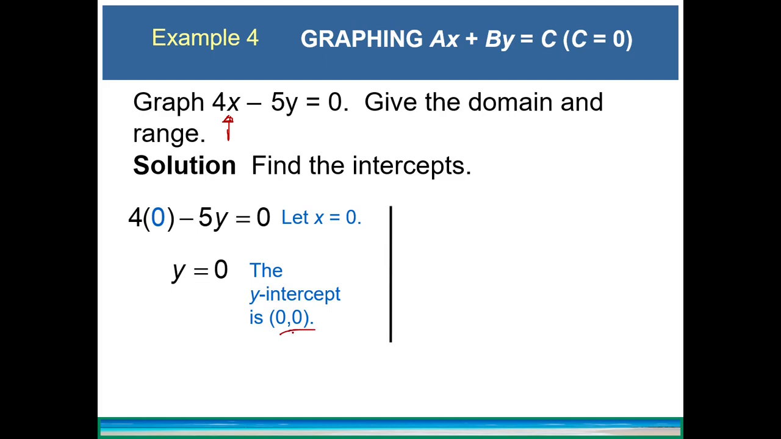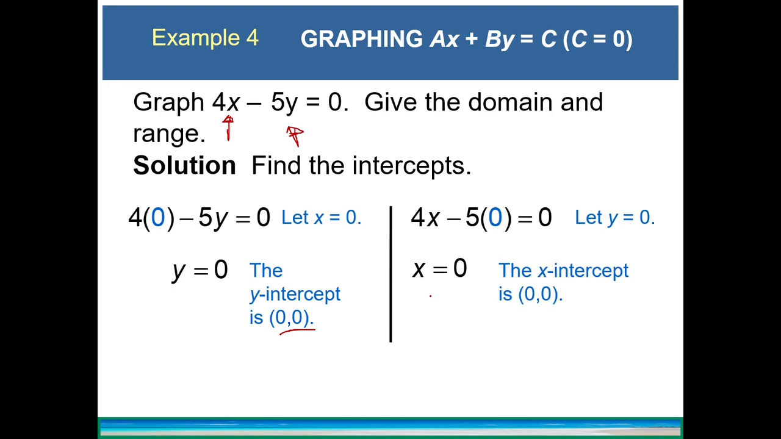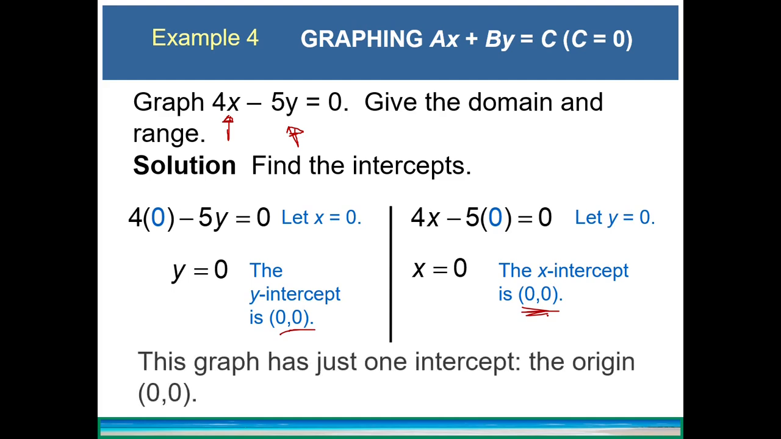On the other side, we're going to let y be equal to 0 and solve for x. So I plug in the 0 for the y. 4x minus 5 times 0 equals 0. And we get x is equal to 0. That means the x-intercept is also 0, 0. This graph has just one intercept, the origin, because the x and y intercepts are the same.